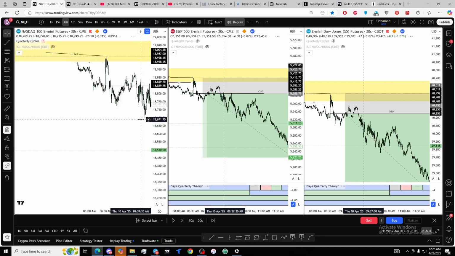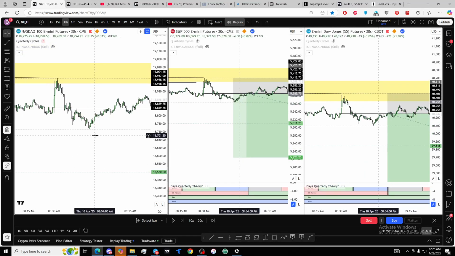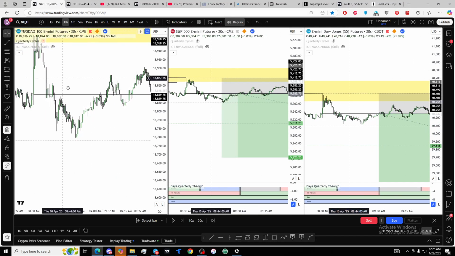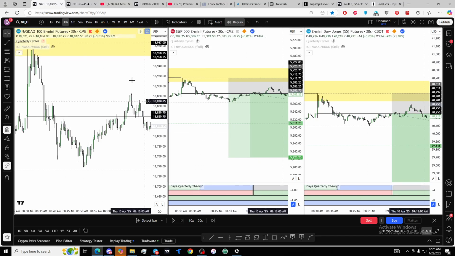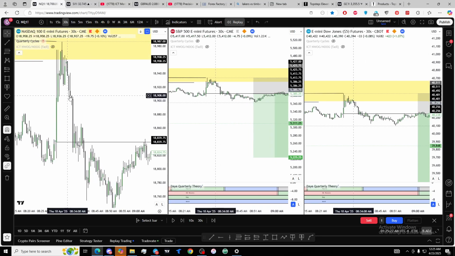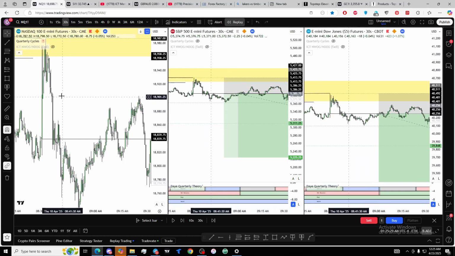So we delete this. What do you see? We see fair value gaps here. We see volume balances here. So price can potentially trade up there if you want to just settle for this fair value gap right here, which is a SIBI.